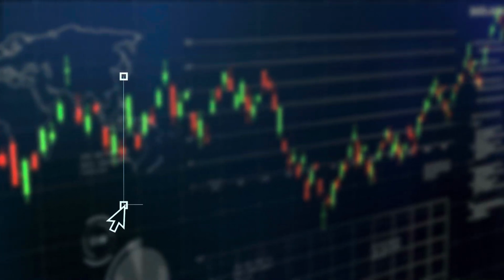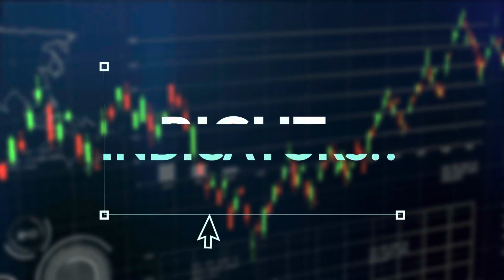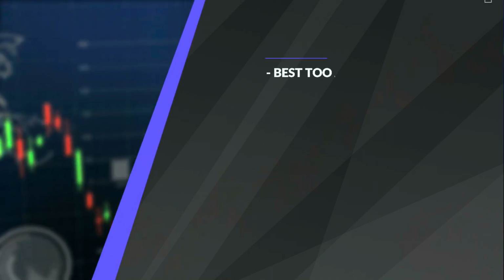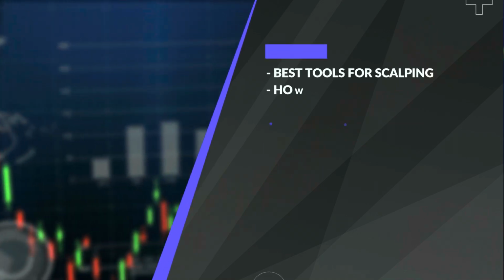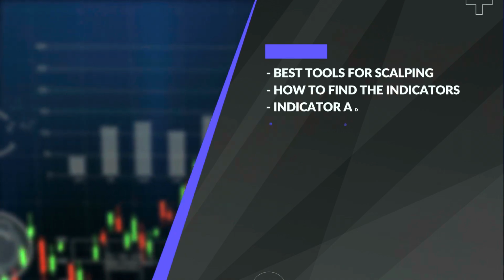Hey there traders, with so many tools for scalping, it can be hard to choose the right ones. Don't worry, we're here to help. In this video, we'll show you the best tools for scalping and how to add them to your charts. Then, we'll help you adjust them to make sure they work well.